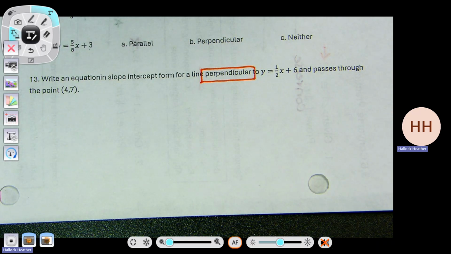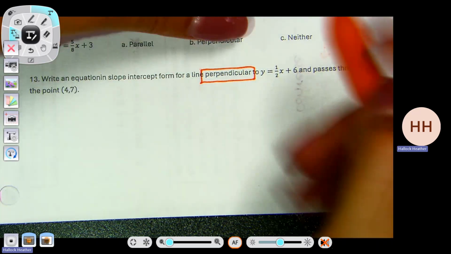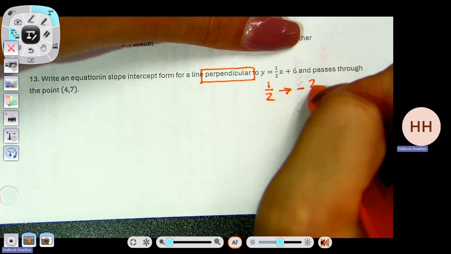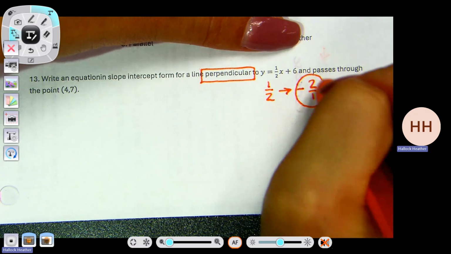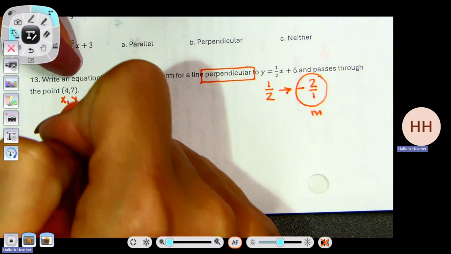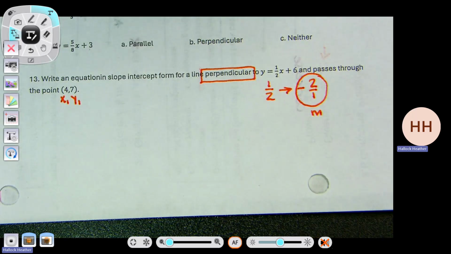So if the slope was 1/2, now you flip it and you make it negative. So it's -2/1. This was 1/2, it's going to change to -2/1. So that's my M. We have X1 and Y1, which is our point. Take a minute. You're plugging this information into the formula on the board. Can everybody see that, or is it really small? Point slope form. Y minus Y sub 1.